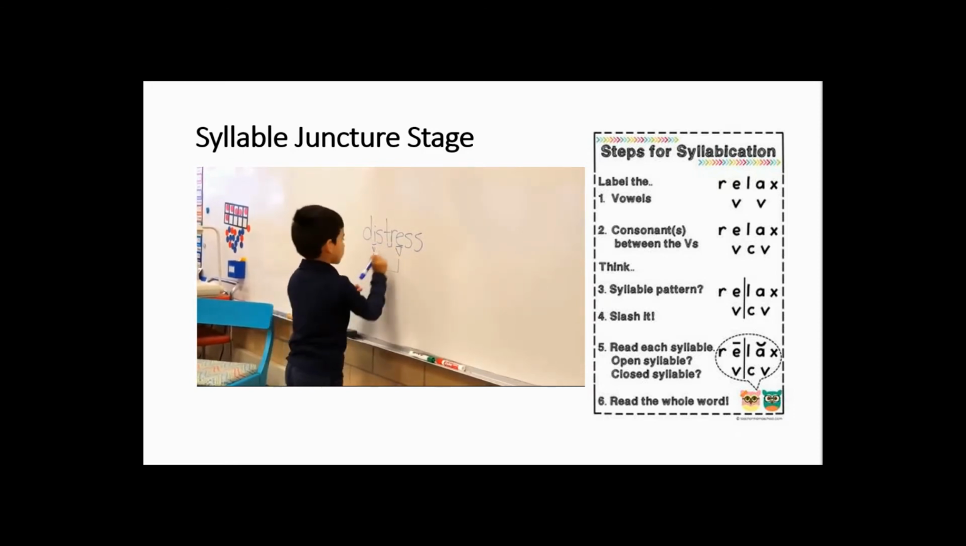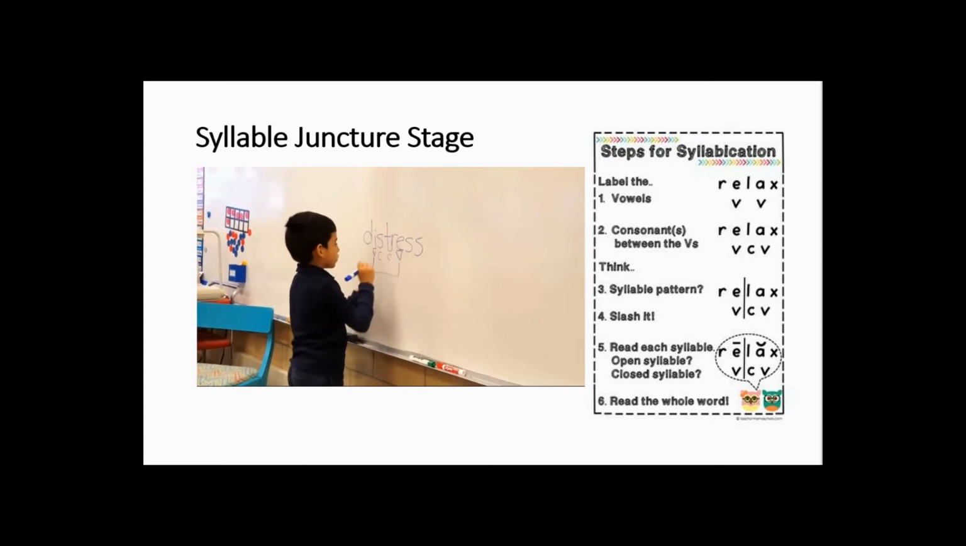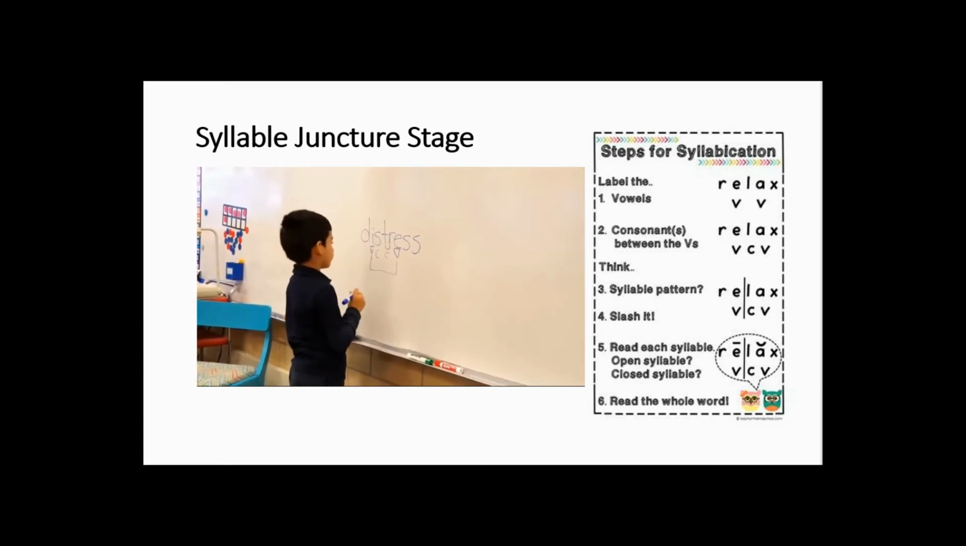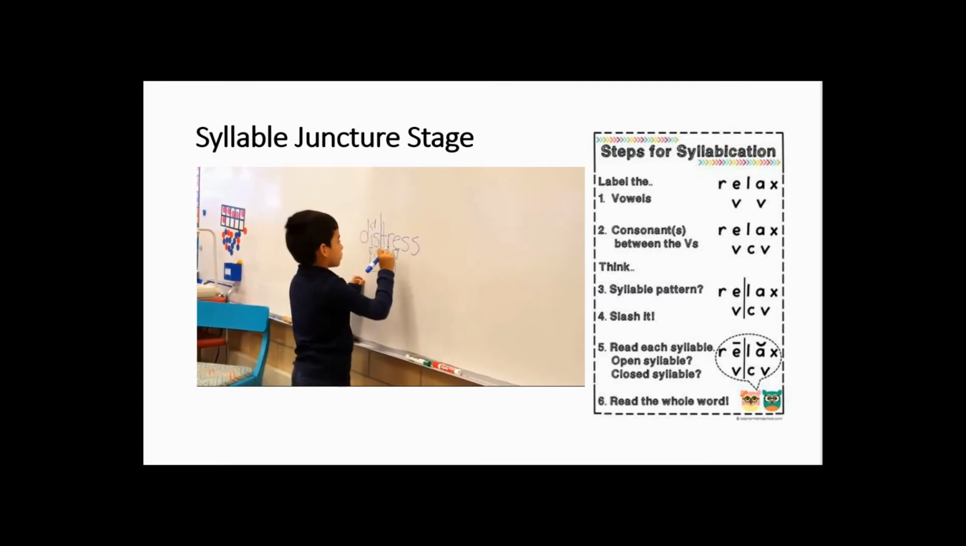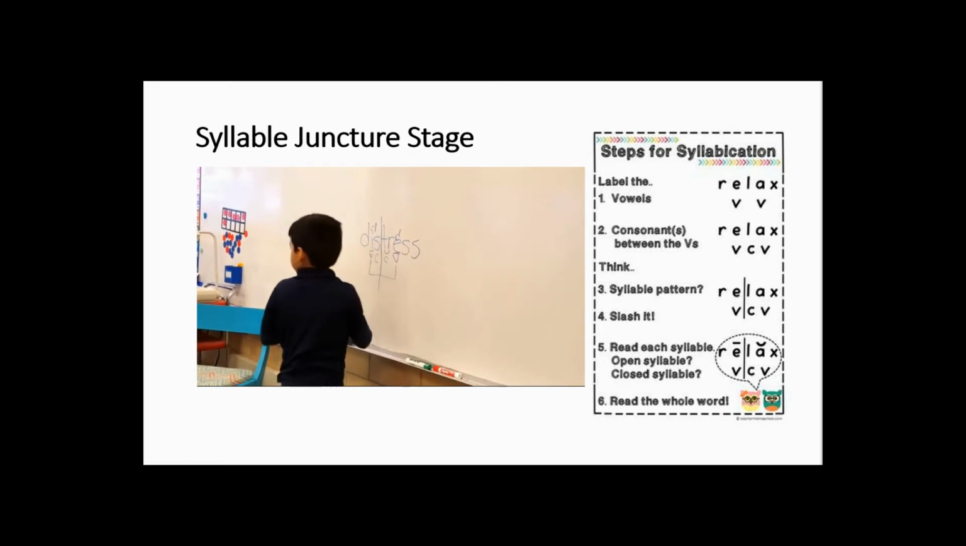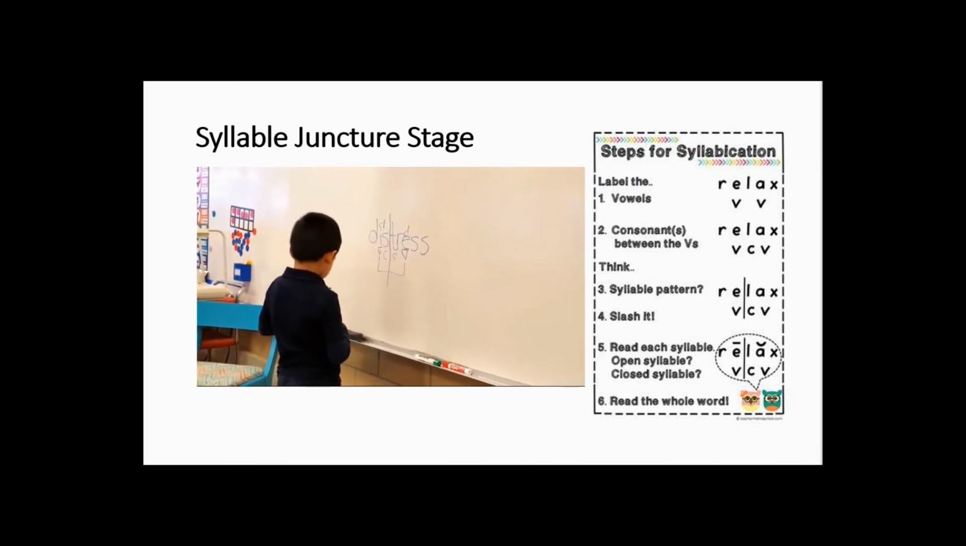Go ahead and label it. What pattern do we have? VCCV. So go ahead and divide it based on the pattern. Is our first syllable open or closed? Closed. Go ahead and label it. Second syllable? Closed. And what does our first syllable say? This. Second syllable? Dress. What's our word? This. Excellent.